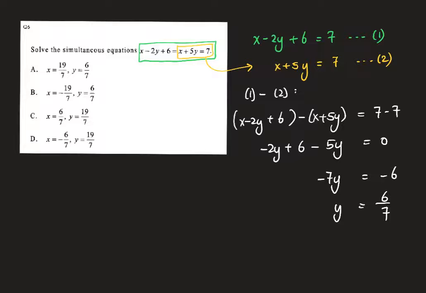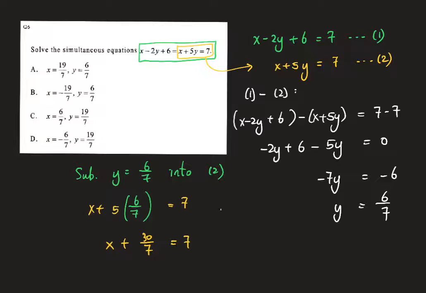Next, we are going to find the value of x by substituting this value of y, 6 over 7, into equation 2. Then x plus 5 times 6 over 7 equals 7. So x plus 30 over 7 equals 7. And finally, x is equal to 19 over 7. So the answer is A.